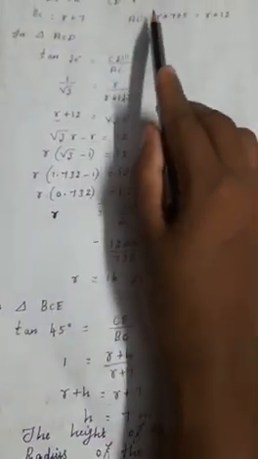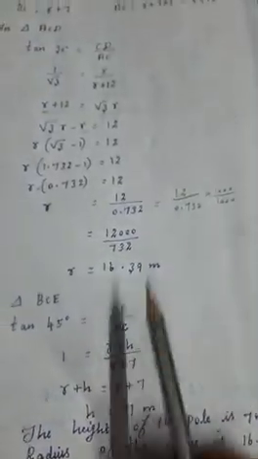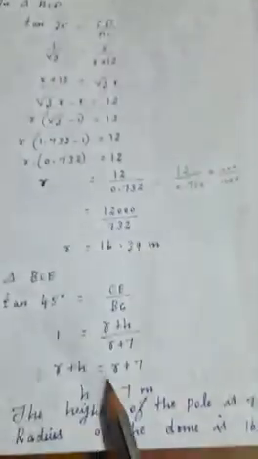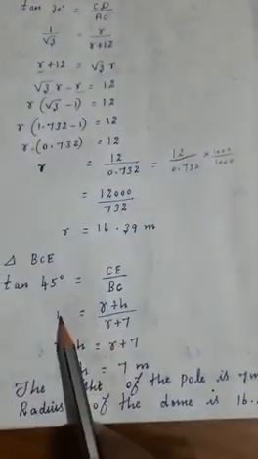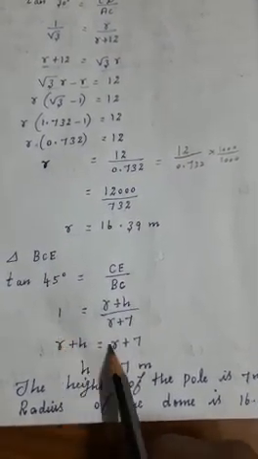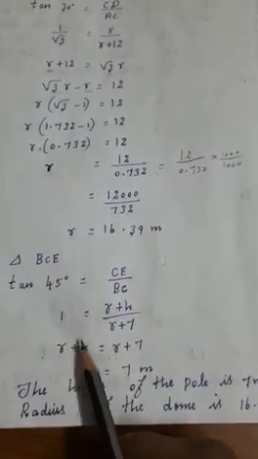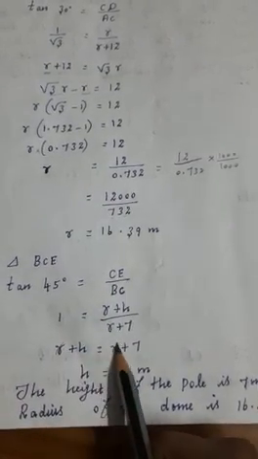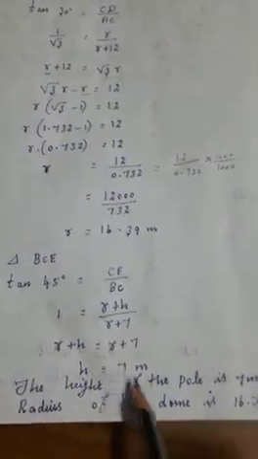Everything already we have written. CE is equal to R plus H, divided by BC, and here BC is R plus 7. Now can you bring this part to the side? R plus H is equal to R plus 7. Then if you bring this R to the side, R minus R is 0 only, so we can cancel it here itself. So now height is equal to 7 meters.